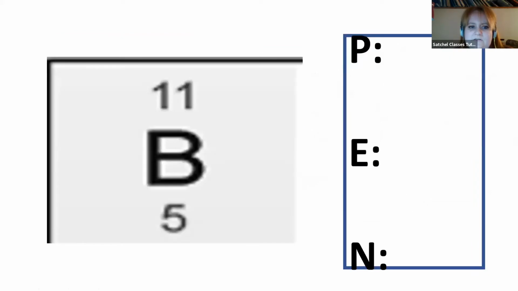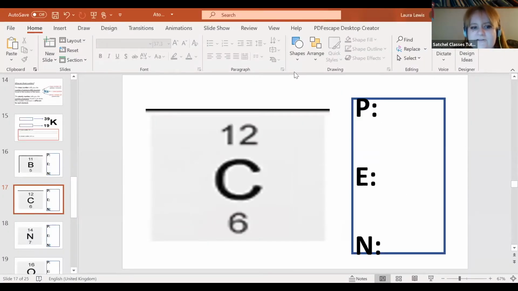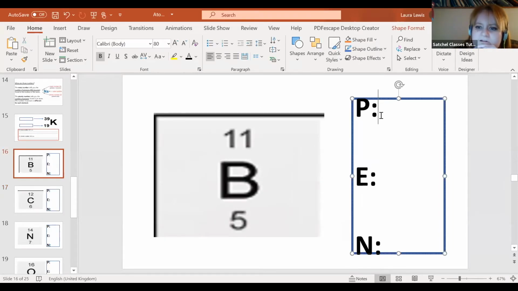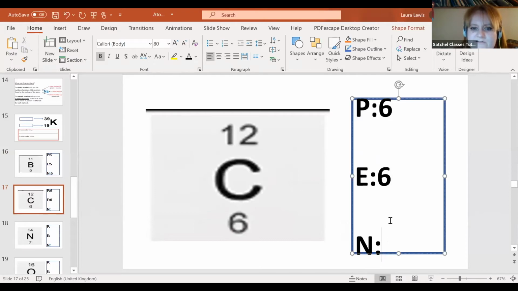Let's have a look at this. This is boron. Protons, 5. Electrons, we know that, 5. Neutrons, 5 plus something is 11, so 6. Easy enough. Carbon, protons, 6. Electrons, 6. Easy, isn't it? This time, 6 plus 6. Even easier.